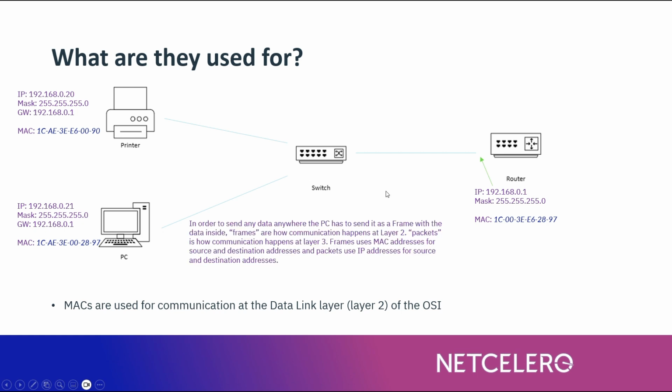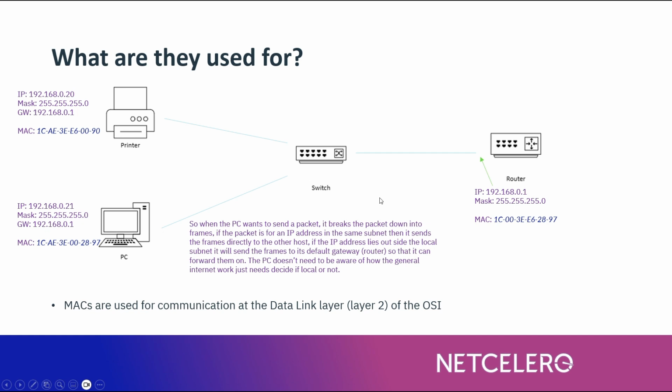In order to send any data anywhere, the PC has to send it as a frame with the data inside. Frames are how communication happens at layer 2. Packets are how communication happens at layer 3. Frames use MAC addresses for source and destination addresses, and packets use IP addresses for source and destination addresses.